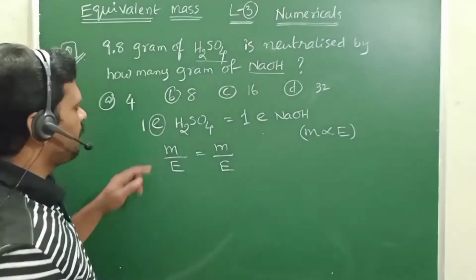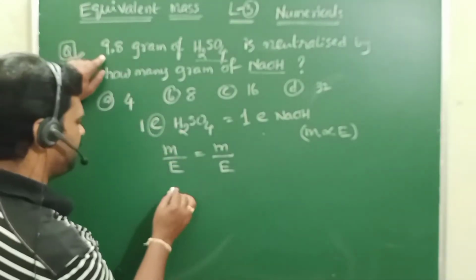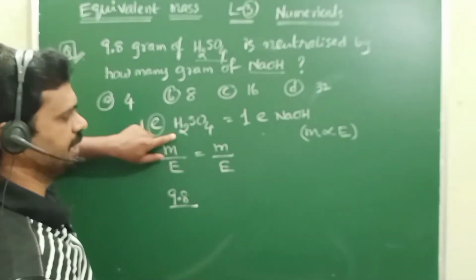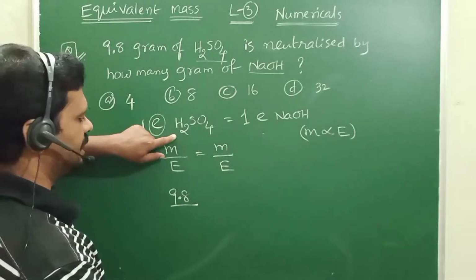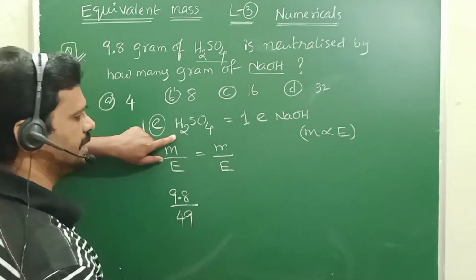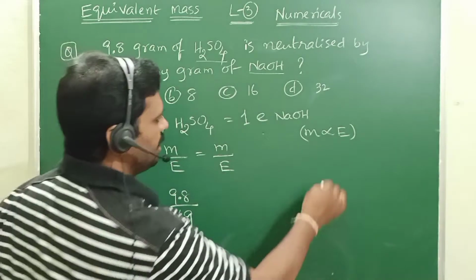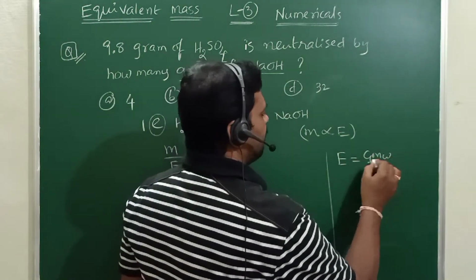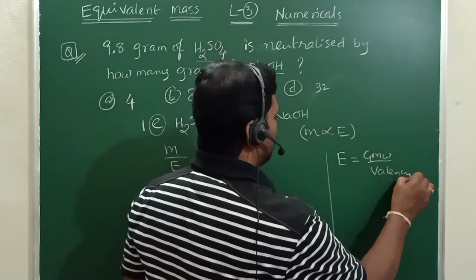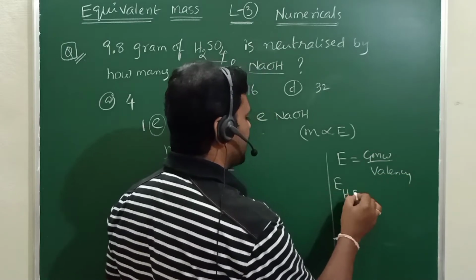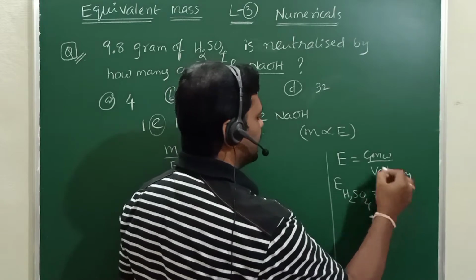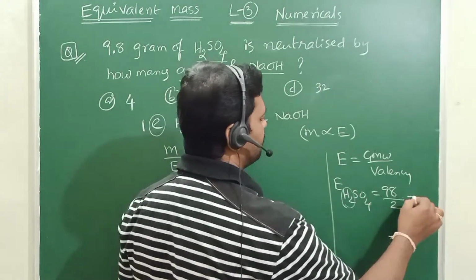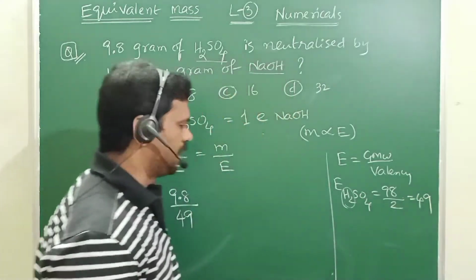Now based on that, the sulfuric acid mass is 9.8 upon the equivalent weight of sulfuric acid. The sulfuric acid equivalent weight is 49. Here equivalent mass is equal to gram molecular weight divided by valency. The gram molecular weight of sulfuric acid is 98, divided by the n factor of sulfuric acid, 2 hydrogens, therefore 98 by 2 is equal to 49.